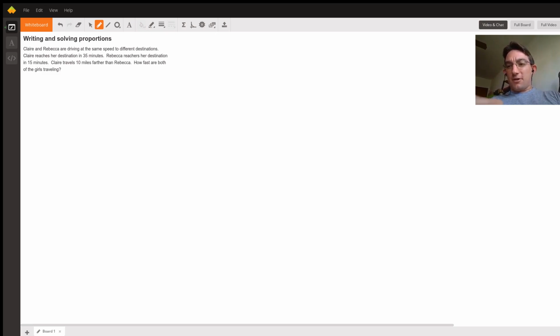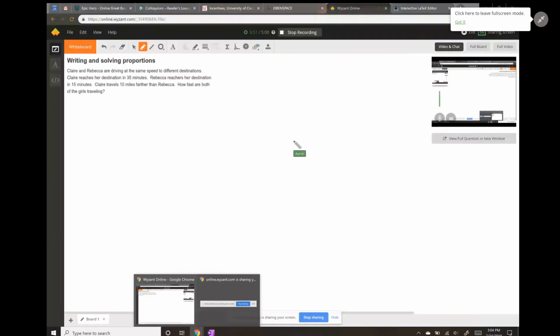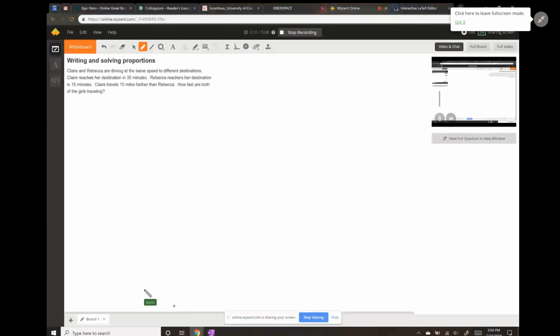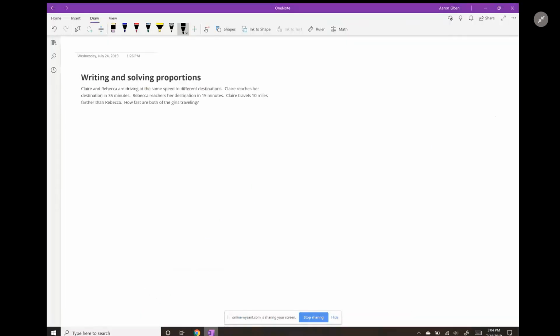First, I'm going to share my screen here so I can use my own whiteboard. Okay, appears to be working. All right, so we have here Claire and Rebecca are driving at the same speed at different destinations. Claire reaches her destination in 35 minutes, while Rebecca reaches hers in 15 minutes, and Claire travels 10 miles farther than Rebecca. How fast are both girls traveling?